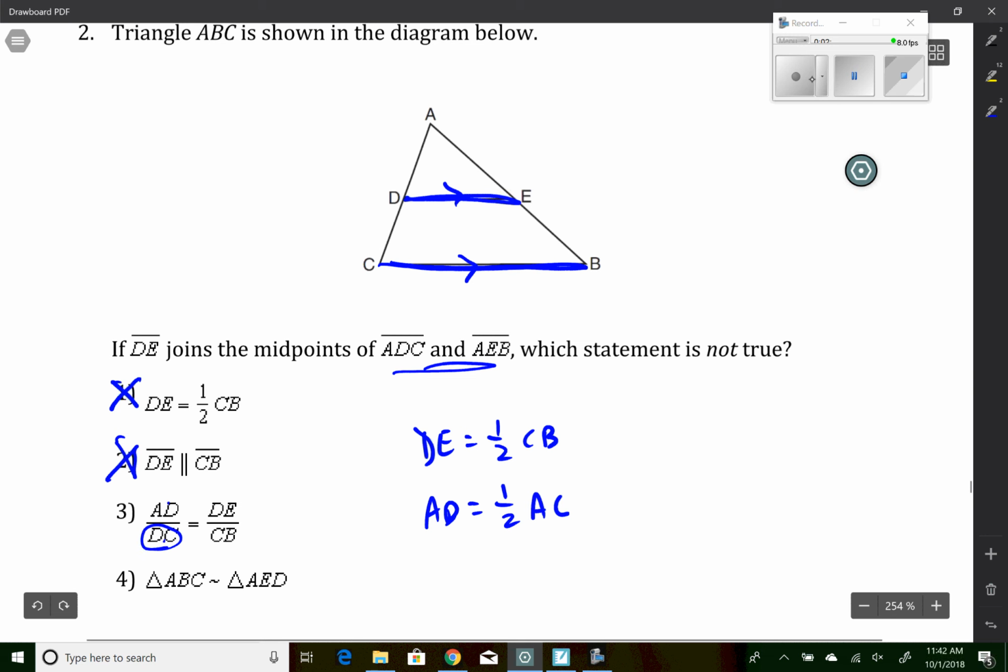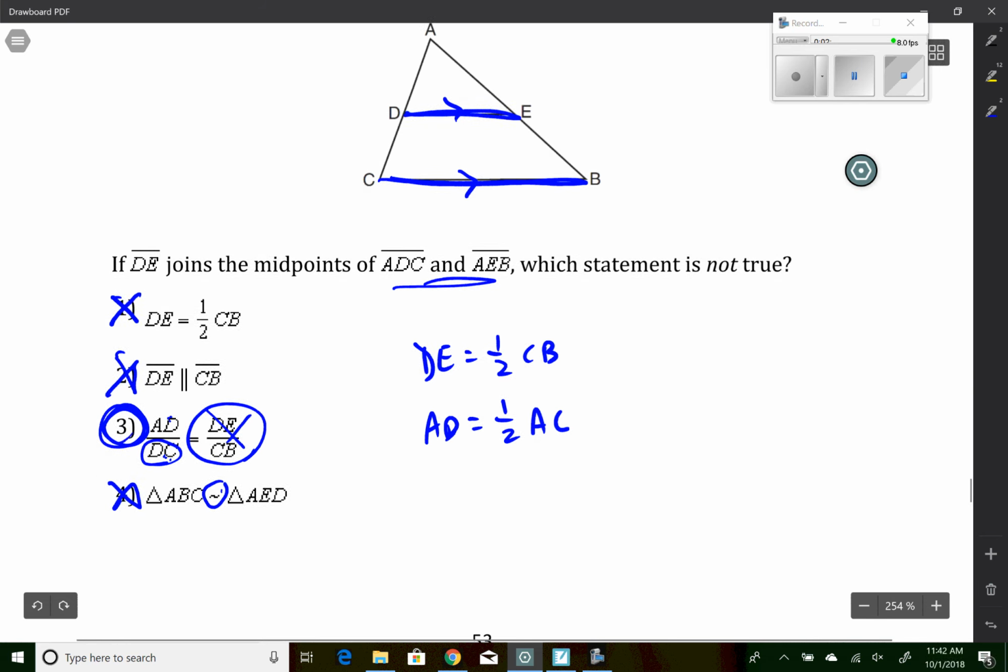So these two pieces are equal, right? AD and DC are equal. These two pieces are not equal. So this is the one that's not true. Kind of an unfair question to ask at this point because you don't even know what this symbol means. This symbol means similar, and similar triangles have the same angles. That's something else we'll talk about at a future lesson. So for right now, just knowing that the sides are proportional is okay.